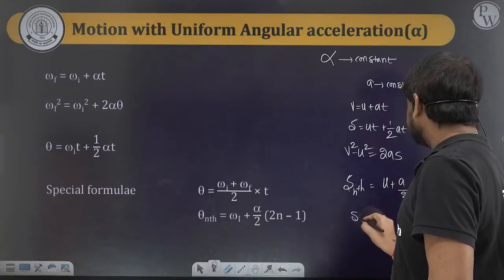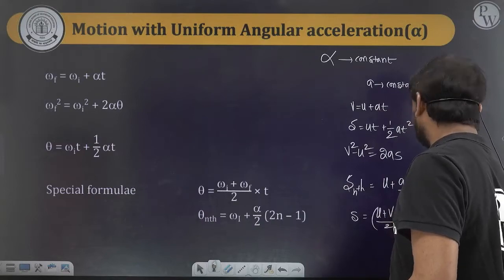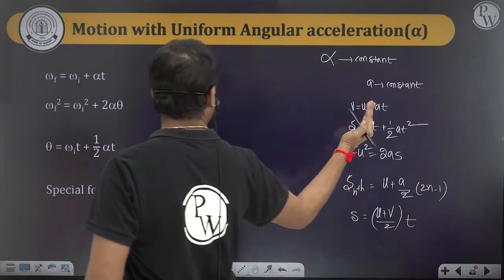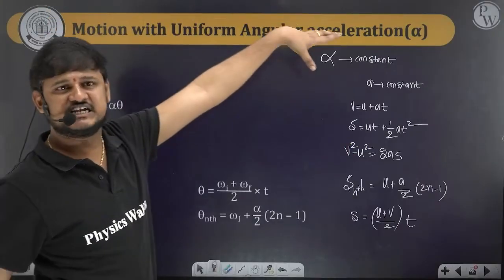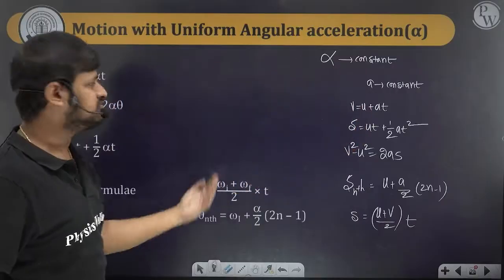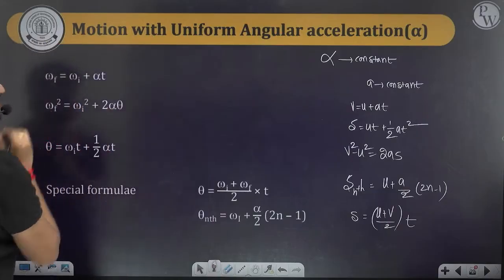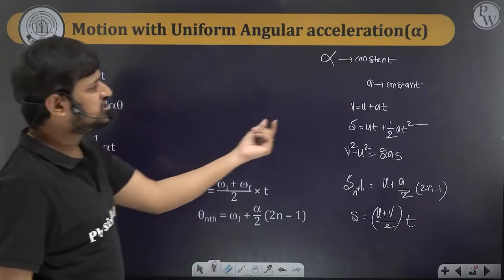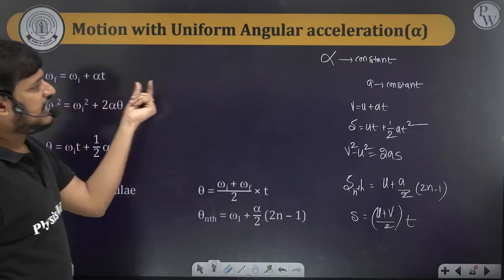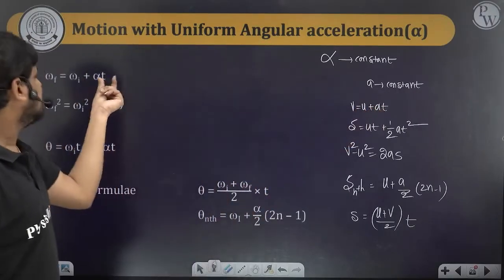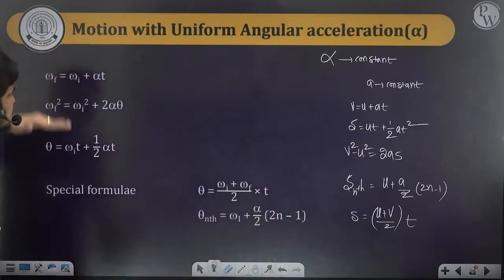And then the displacement is equal to (u plus v) by 2 into the time taken t. So the same formulas you can adapt to the motion with uniform angular acceleration. The terms will be changed to the angular terms. So here, final velocity v, in place of that you can write final angular velocity omega f. Initial velocity u becomes initial angular velocity omega i, and angular acceleration alpha, time t, theta the angular displacement instead of linear displacement. So just change these terms.